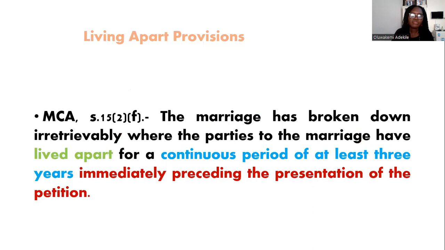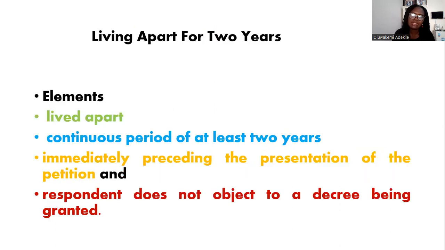The provision of section 15(2)(f) also provides that the marriage would have broken down irretrievably where the parties have lived apart for a continuous period of at least 3 years, immediately preceding the presentation of the petition. So one says 2 years, provided the other party does not object, and the other one says 3 years without any room for consideration of the other party.